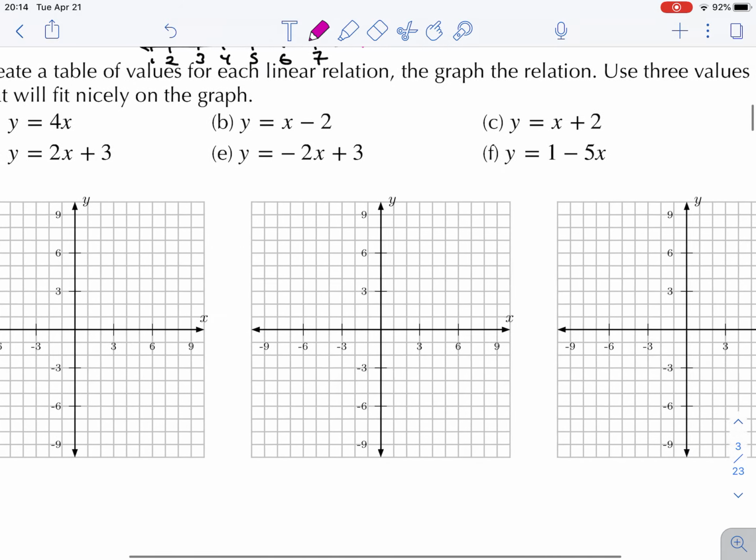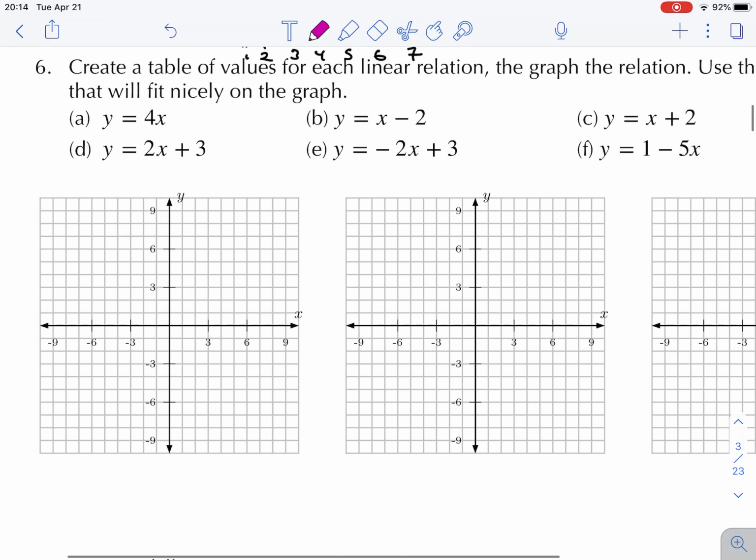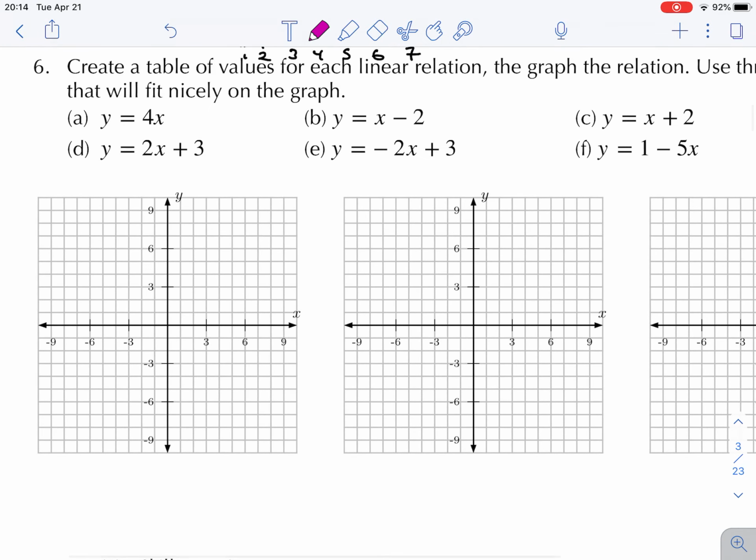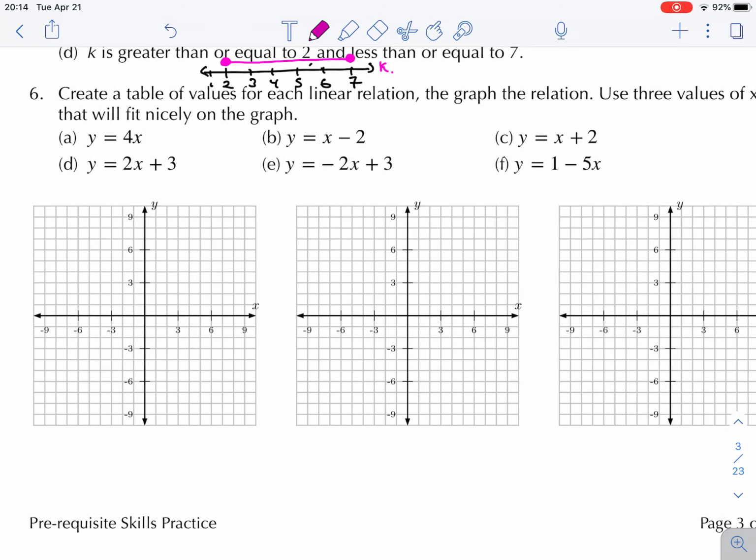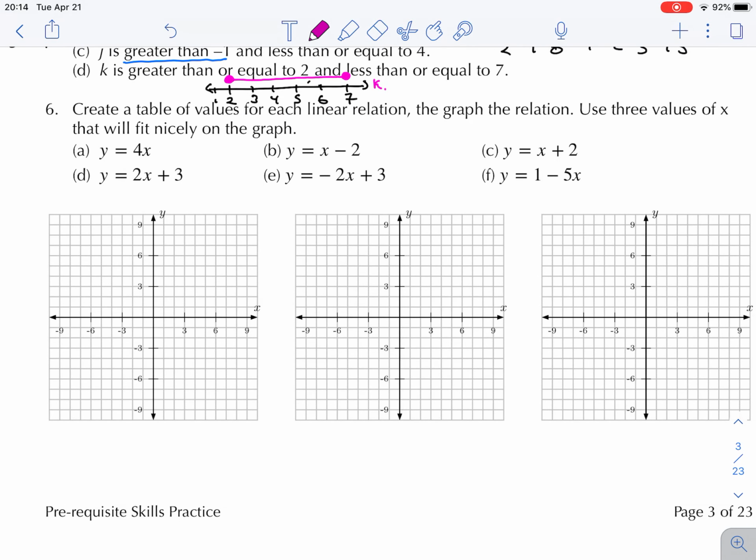Number 6, create a table of values for each linear relation, then graph the relation. Use 3 values of x that will fit nicely on the graph. All right, so I've got 3 graphs here to put the 6 linear functions on.